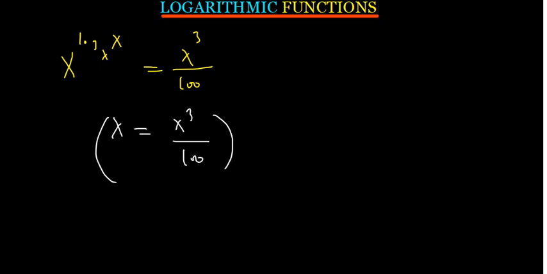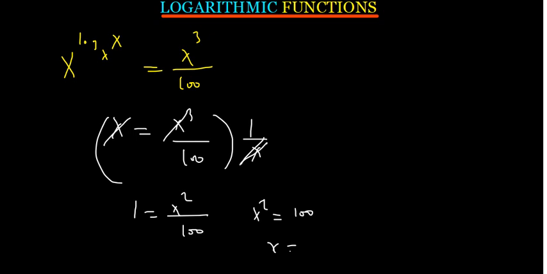So here I can multiply both sides by 1 over x, such that this x will cancel with 1 over x, so we're going to have 1 is equal to x squared over 100, and that will give us x squared being equal to 100, and x is going to be positive or negative 10. So that is going to be it. But remember, basically we want to avoid the negative number, so therefore x will be just positive 10.